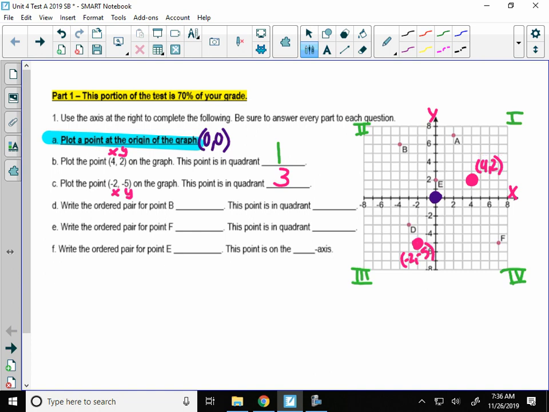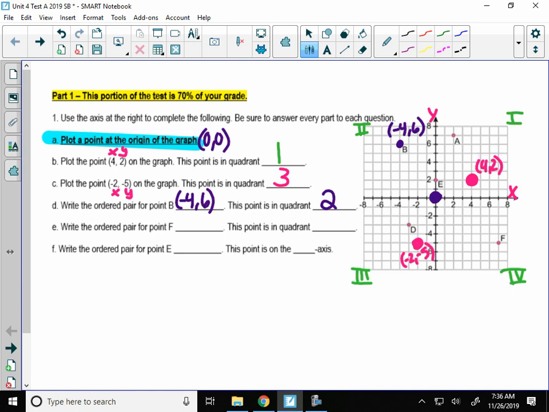So you can do the same kind of thing for point B. B is right up here. So that is in quadrant 2. So you should look at the x value first. So you have to go to negative 4 and then up to 6. So that's the ordered pair, negative 4, 6. That point is in the second quadrant, which we already labeled.